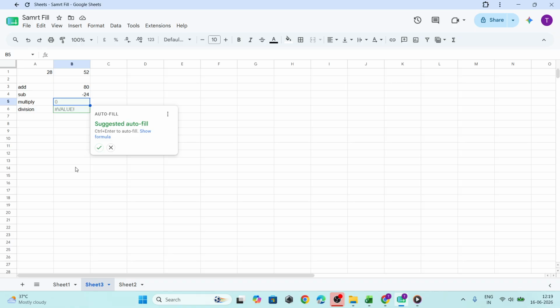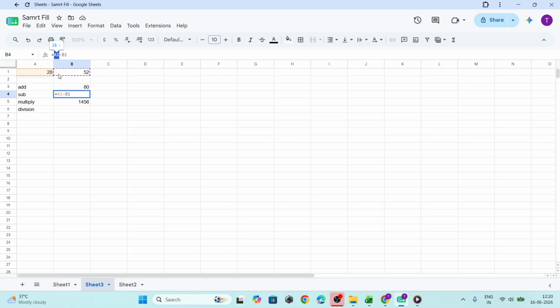Now let's look at multiplication. To multiply values, select the cell where you want the result and enter equals A1 star B1. The star symbol is the multiplication operator in Google Sheets, so even though you may think of multiplication as an X, the spreadsheet uses an asterisk instead. Press enter, and the product of the two cells will appear. This is especially useful when working with prices and quantities or calculating totals based on repeated values.